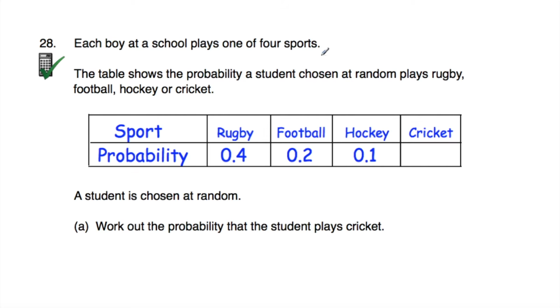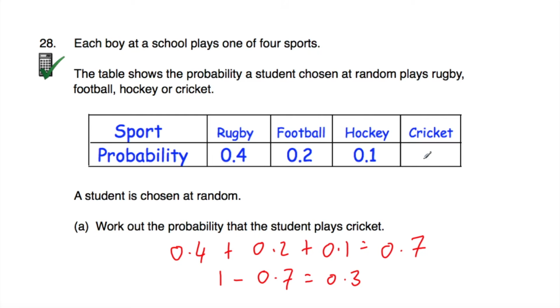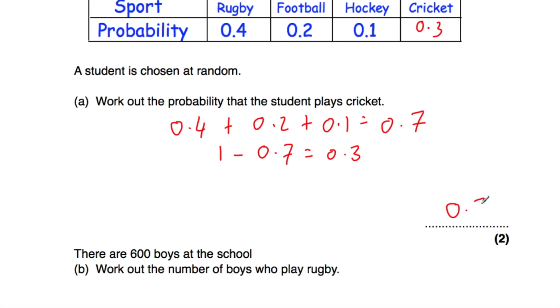Now we're told they play one of 4 sports. That means that these 4 probabilities will have to add together to be 1. So 0.4 plus 0.2 plus 0.1 is equal to 0.7. And then if we do 1 take away 0.7, that's equal to 0.3. So this would have to be 0.3 so that these probabilities add together to be 1. So the probability of playing cricket would be 0.3.